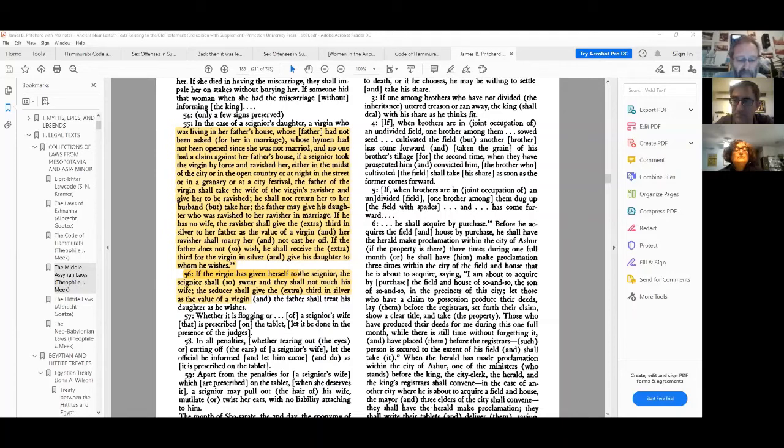If the virgin has given herself to the Awilum, he shall so swear, and they shall not touch his wife. The seducer shall give the extra third in silver as the value of a virgin, and the father shall treat his daughter as he wishes.